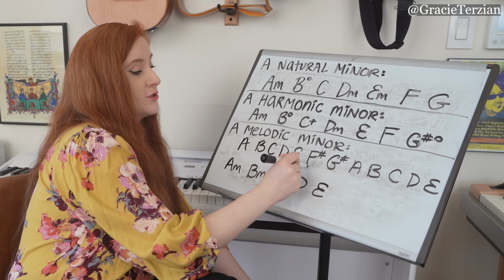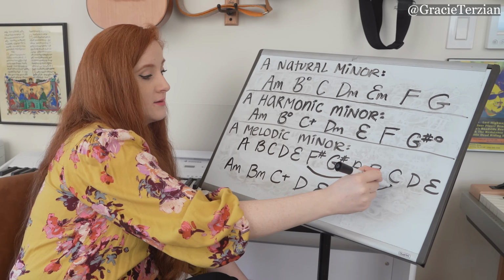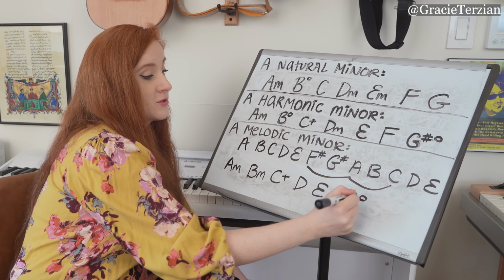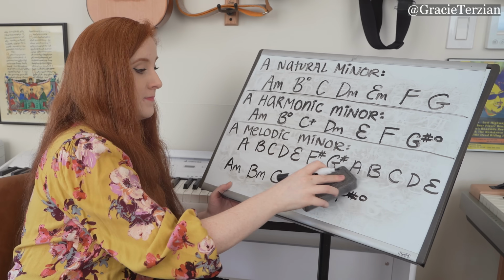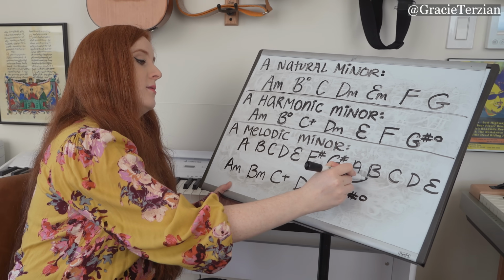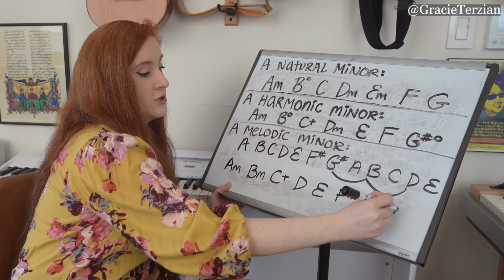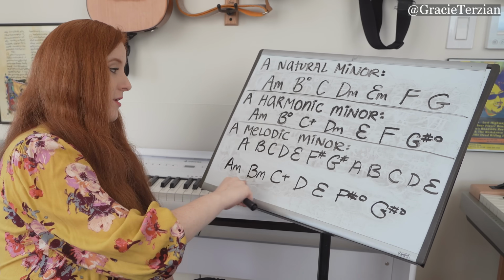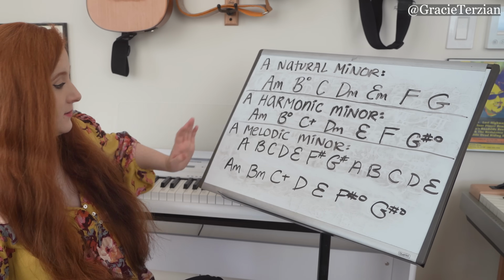Then we have F sharp. I'm going to hop over G sharp to A, get to A, hop over B to get to C. This is an F sharp diminished chord, so this one is different. Okay, then we're going to start on G sharp, hop over A to B, hop over C, we get to D. This is a G sharp diminished chord. And there you have it. These are our diatonic chords in a melodic minor.